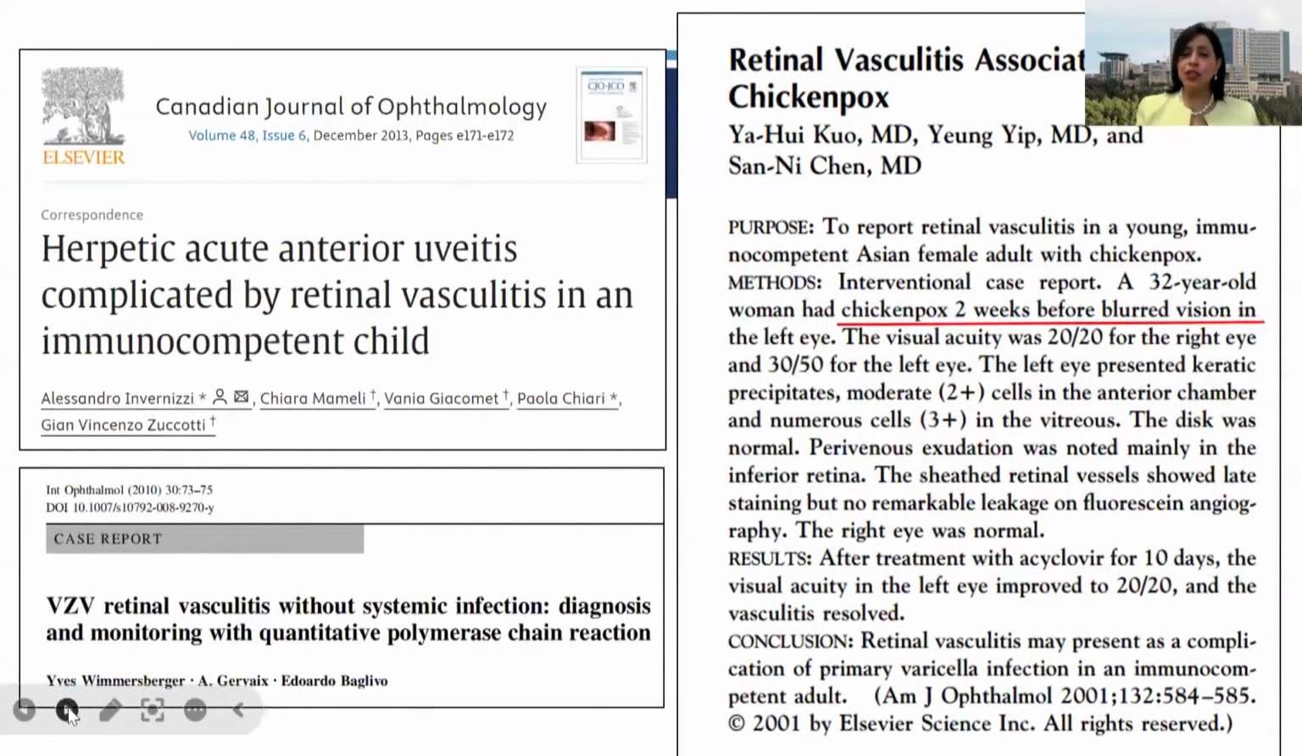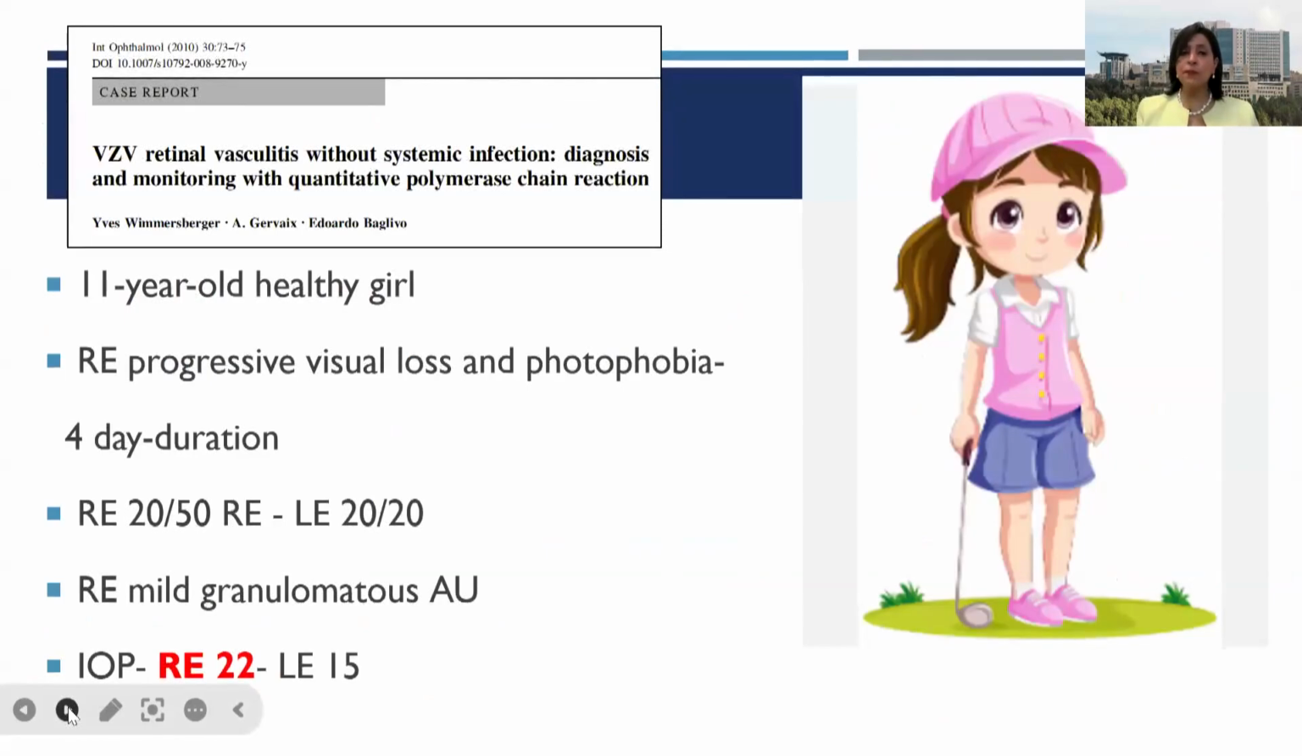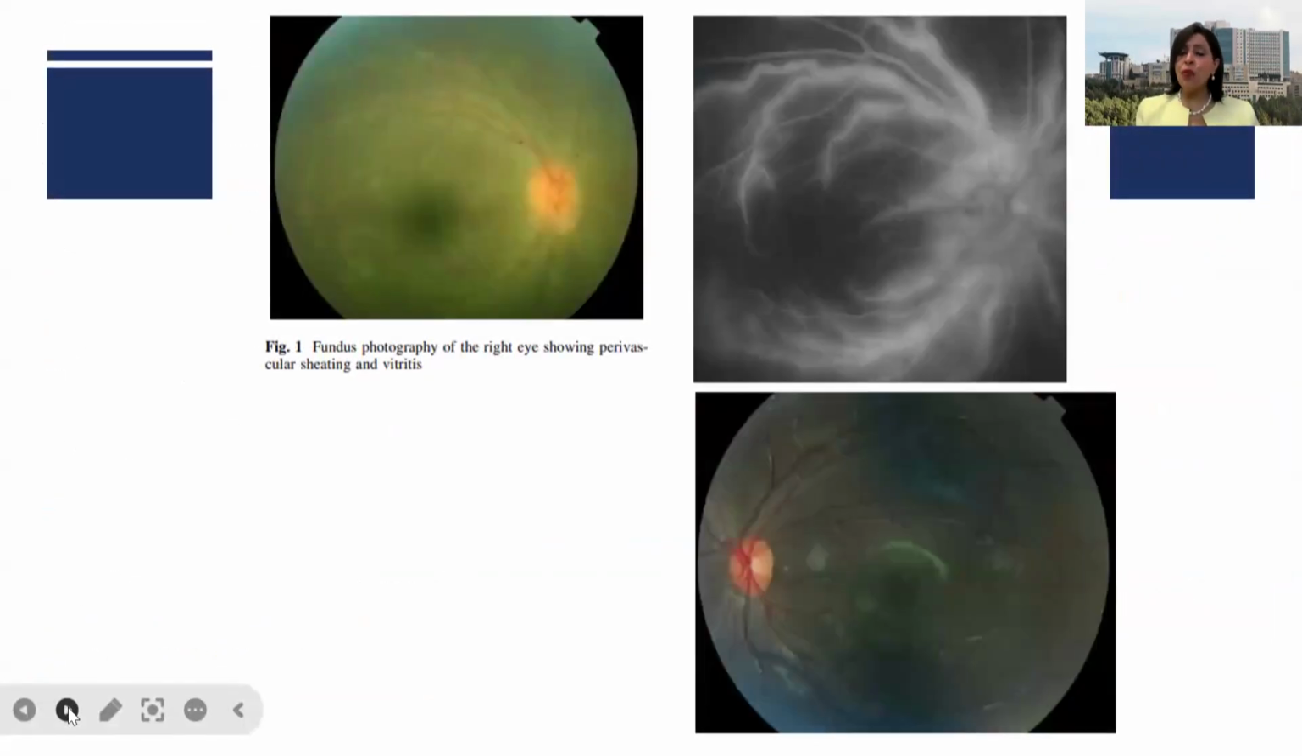Actually, when we look at the literature, we do find cases of retinal vasculitis even in immunocompetent children. So this was the case of an 11-year-old healthy girl who presented because of progressive visual loss and photophobia in the right eye. She had a mild decline in the vision. She had mild granulomatous anterior uveitis, and the IOP was slightly elevated. Fundoscopy of the right eye, however, showed diffuse vitritis, marked vascular congestion, and fluorescein angiogram showed diffuse vascular leakage.